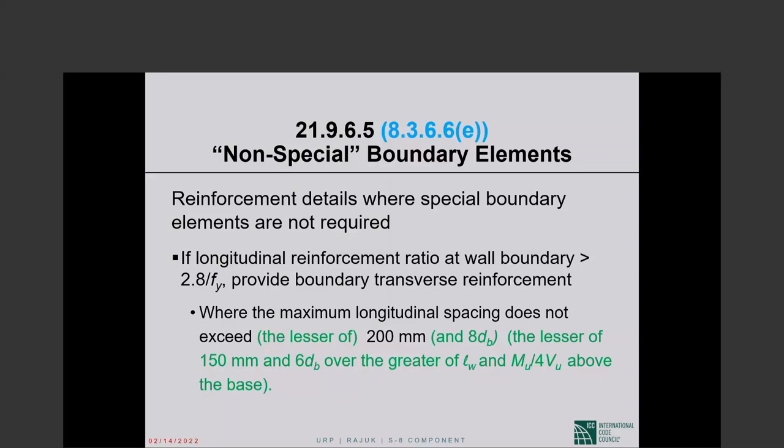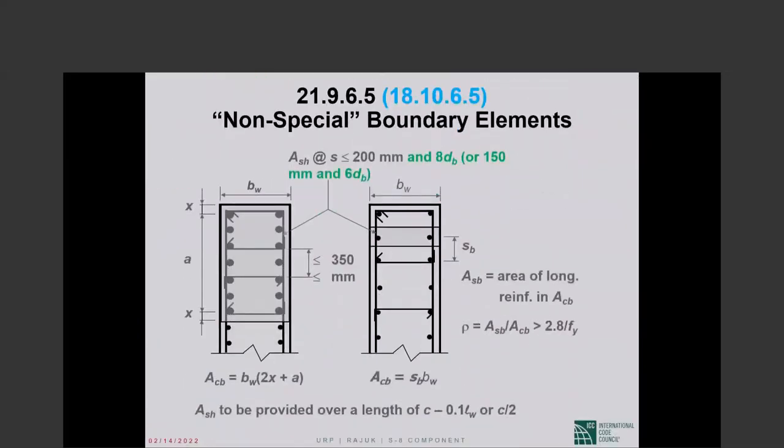your transverse reinforcement spacing shall be 6 inches or 6 times the bar diameter, whichever is the smaller of the two. Okay. So this good old 8 inches you will enjoy for quite a long time, but here it is gone. It is now much more stringent and somewhat more complicated.